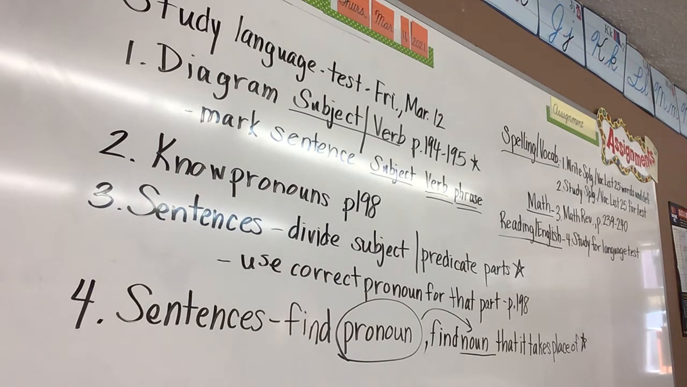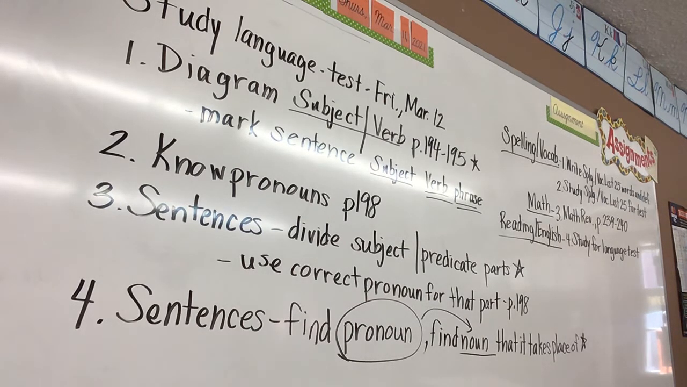Alright, the very first section, you need to go ahead and put a star by that section because that is like number 3 on the board. What we're doing for number 3 that you wrote in your study guide: divide sentences between the subject and the predicate, and then use the correct pronoun for that part. If it's a subject part of the sentence, you're going to put S on the line. If it's a predicate part of the sentence, you're going to put P on the line.